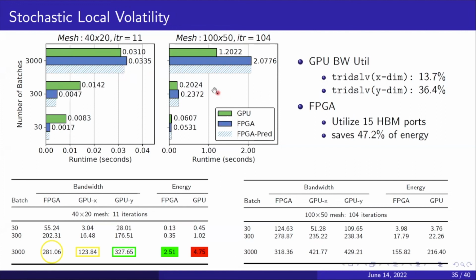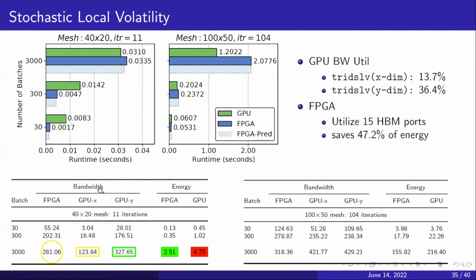When it comes to a larger mesh, FPGA gives competitive performance for the smaller batch sizes, and for the larger batch size, GPU gives good performance. And runtime prediction closely matches actual runtimes.